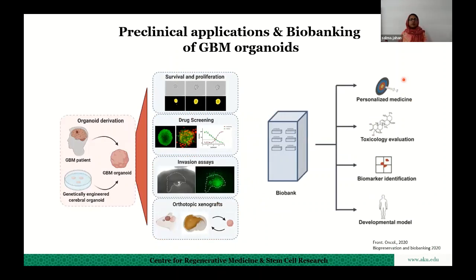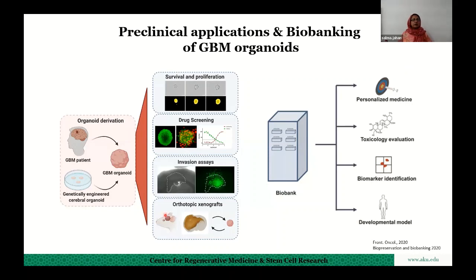So here I'm going to go through the little bit about the preclinical application, the biobanking of the glioblastoma organoid system. Glioblastoma is one of the cancers which infects the brain really fast. So how are we going to study the glioblastoma in the dish?